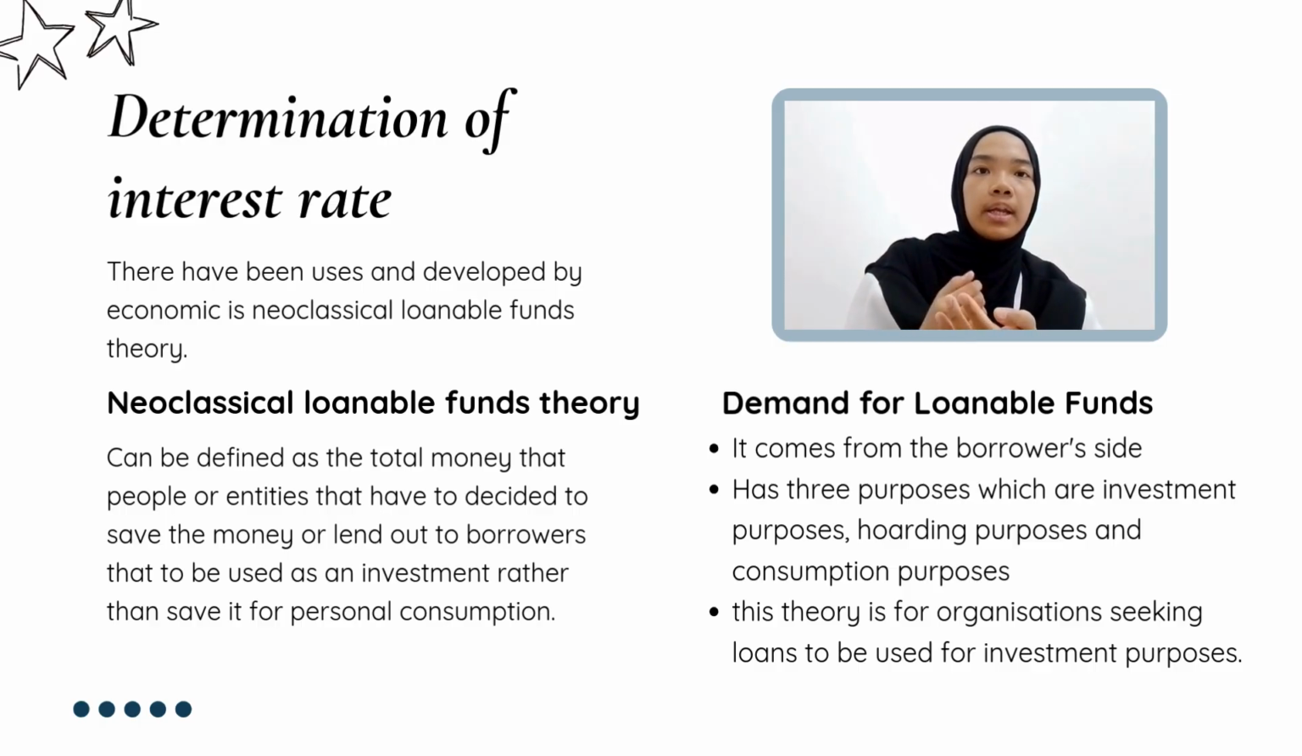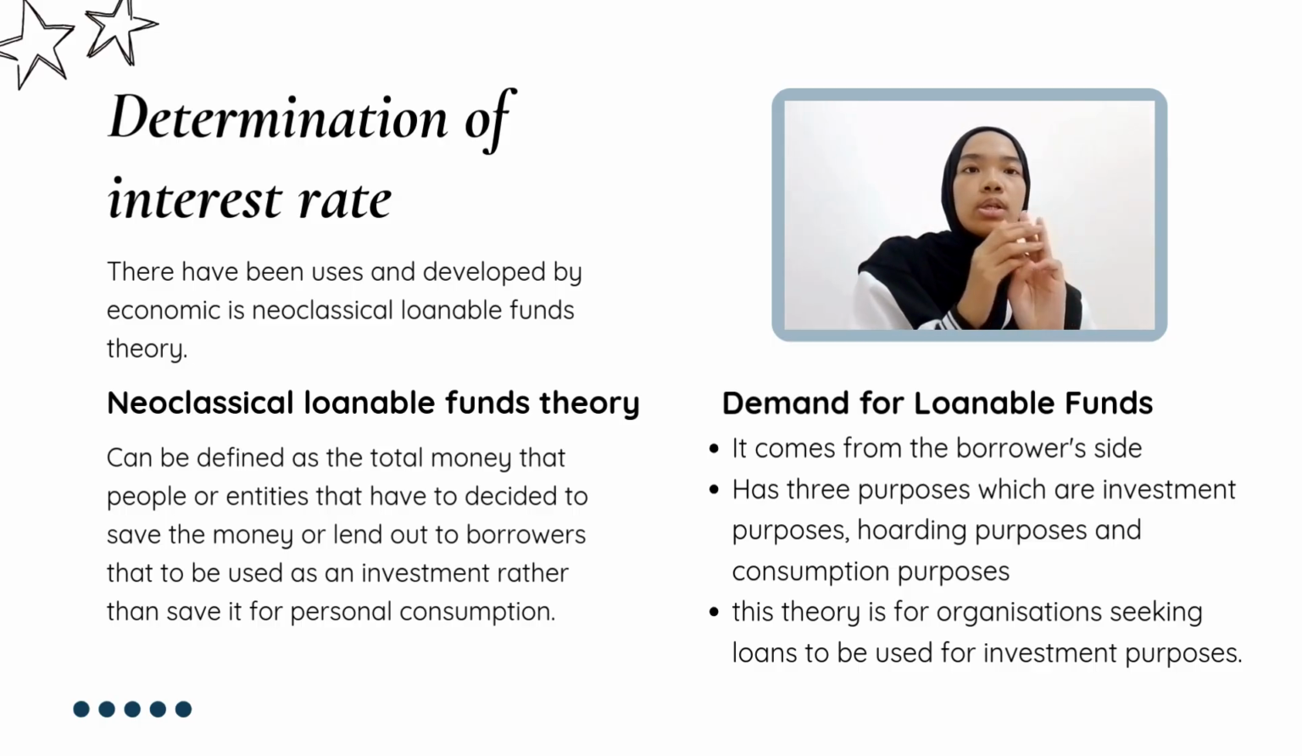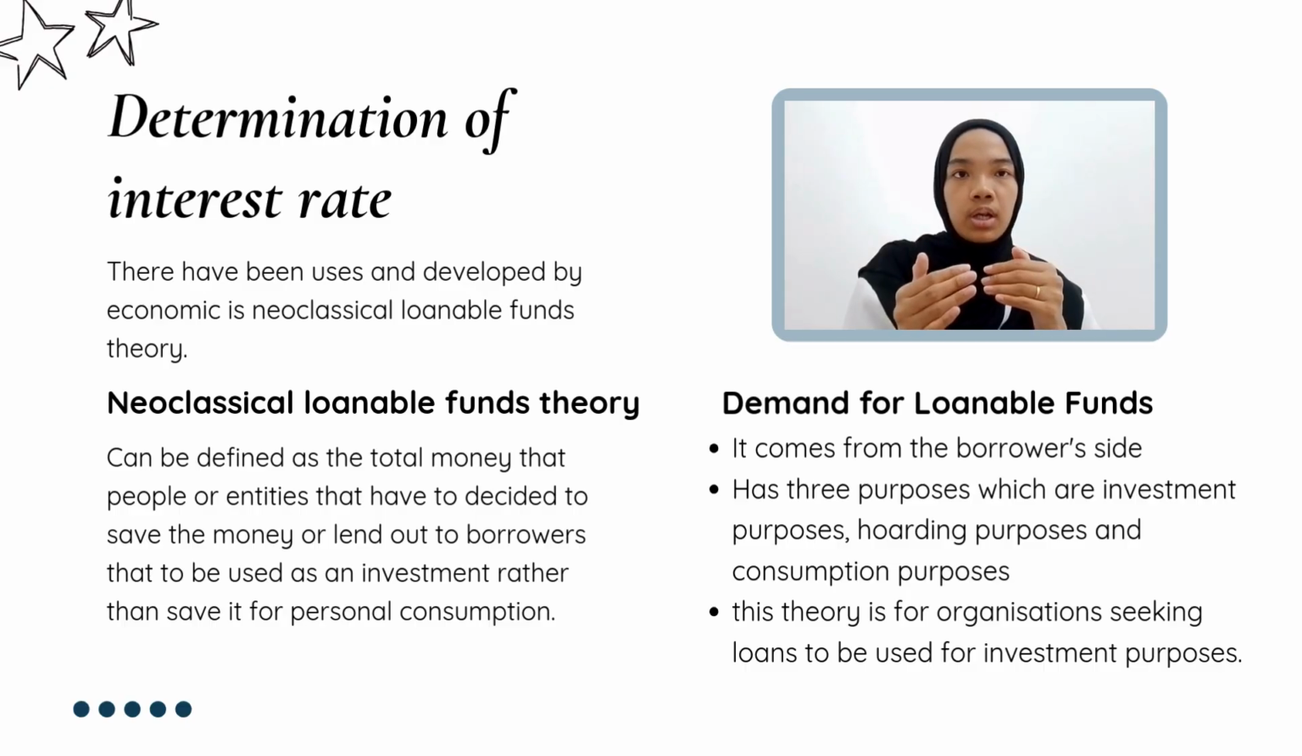Moreover, the demand for loanable funds comes from the borrower side, and it has three purposes, which are investment purposes, hoarding purposes, and consumption purposes. Also, this theory is for organizations seeking loans to be used for investment purposes, such as an individual who may look for a loan to purchase a house or car. When the interest rate is high, the demand for investment will be low.